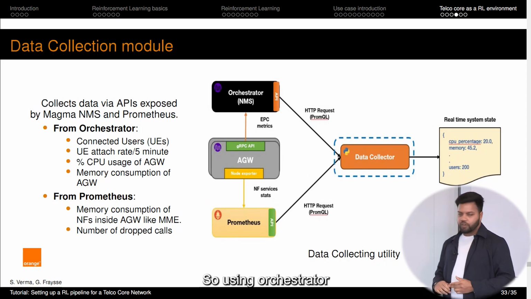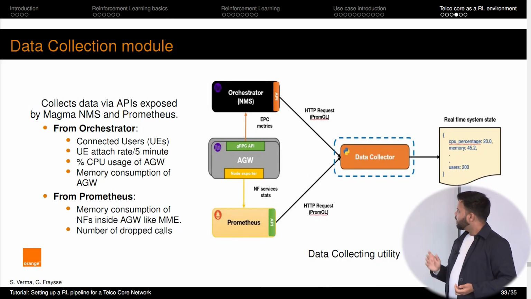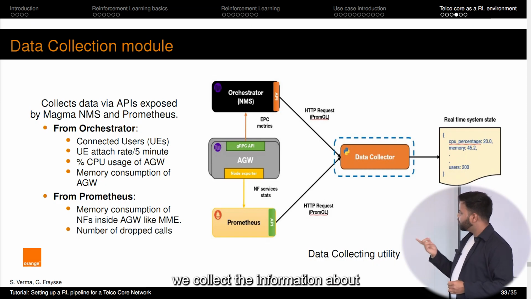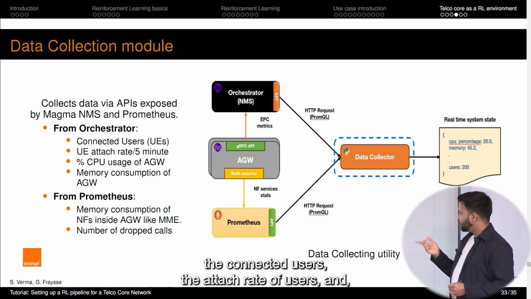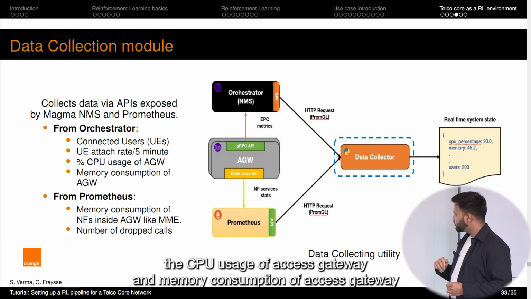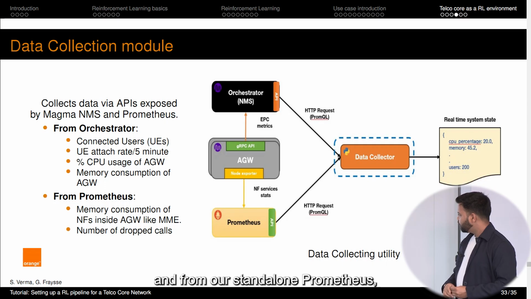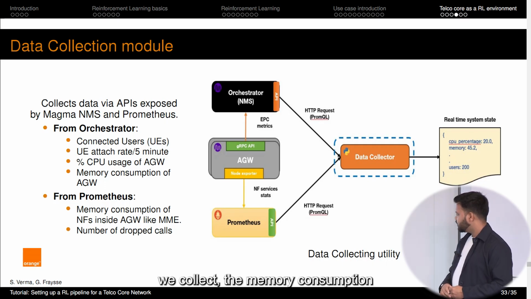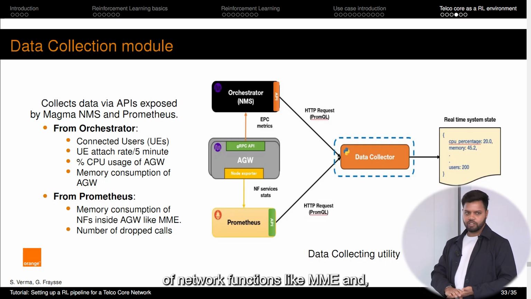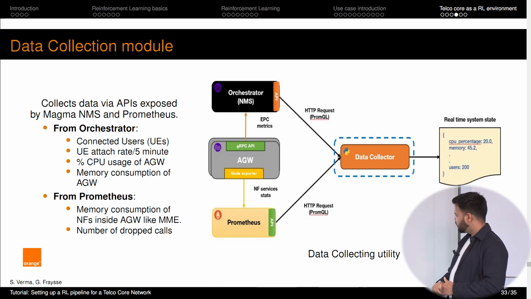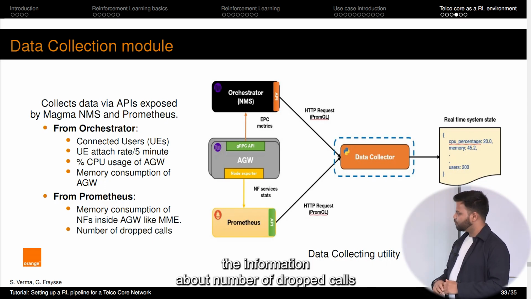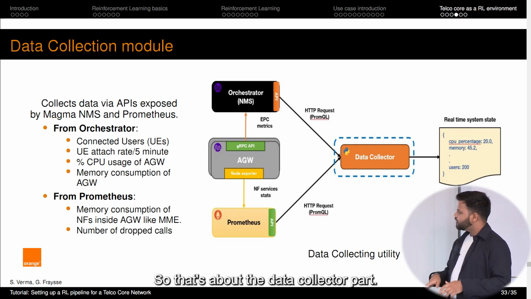So using orchestrator, we collect the information about the connected users, the attach rate of users, and the CPU usage and memory consumption of the access gateway. And from our standalone Prometheus, we collect the memory consumption of network functions like MME, and the information about the number of dropped calls. So that's about the data collector part.